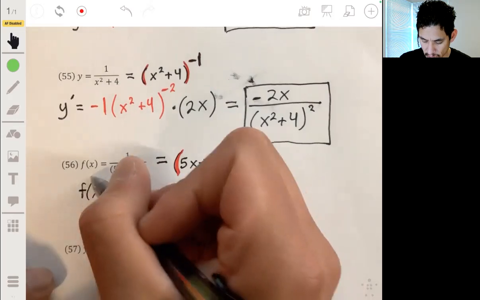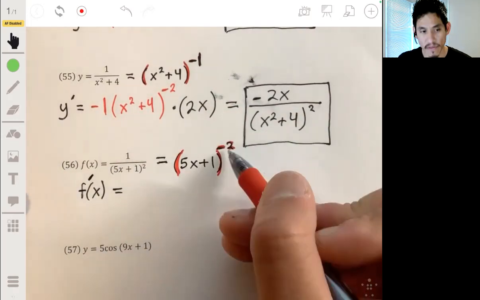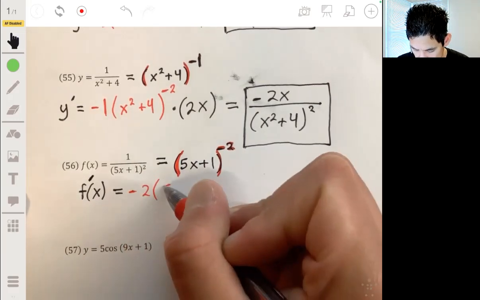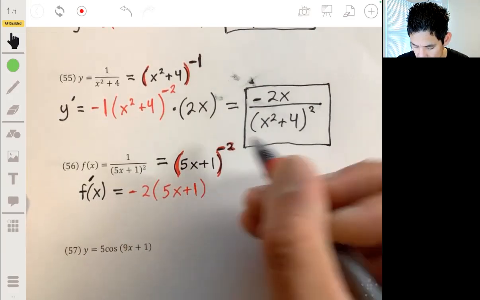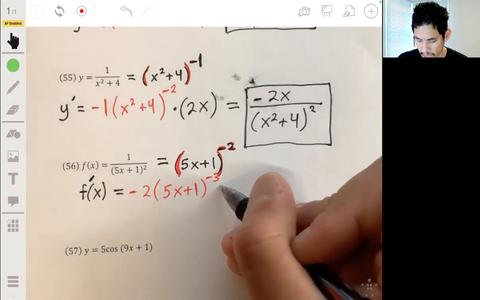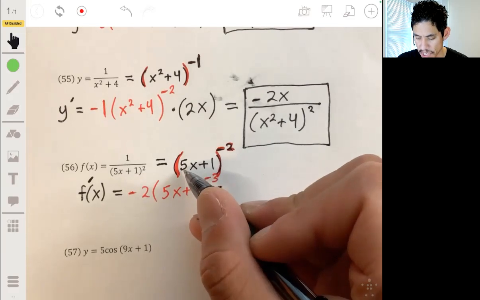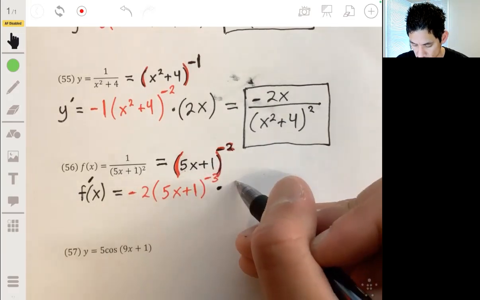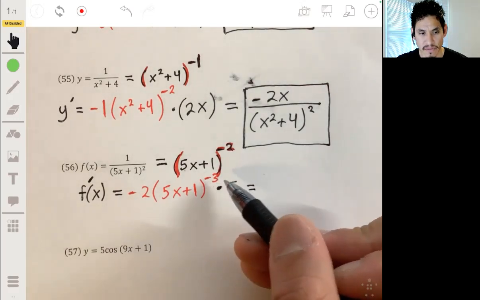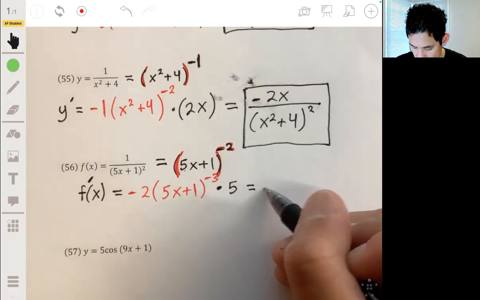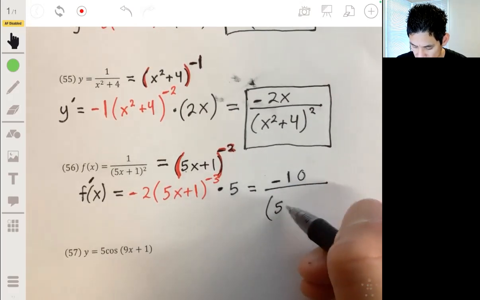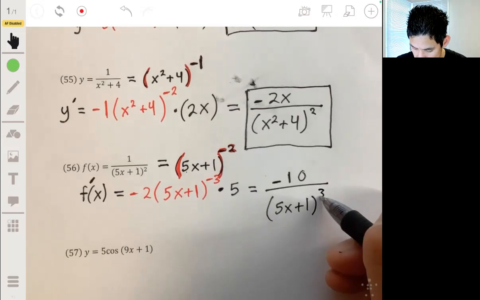We'll get f prime of x, the derivative of the outside, which would be negative 2 times 5x plus 1. Take away 1 from that exponent, so negative 3, multiplied by the derivative of the inside, or the derivative of 5x plus 1, which is just 5. Again, leave your exponents as positive, so we're going to send this group to the denominator. And then your final answer is negative 10 all over 5x plus 1 to the third power.